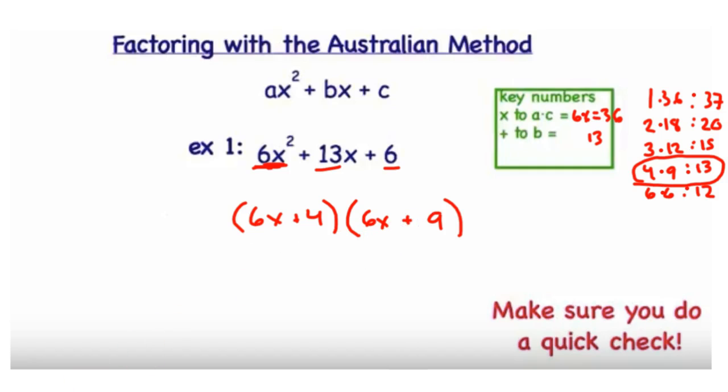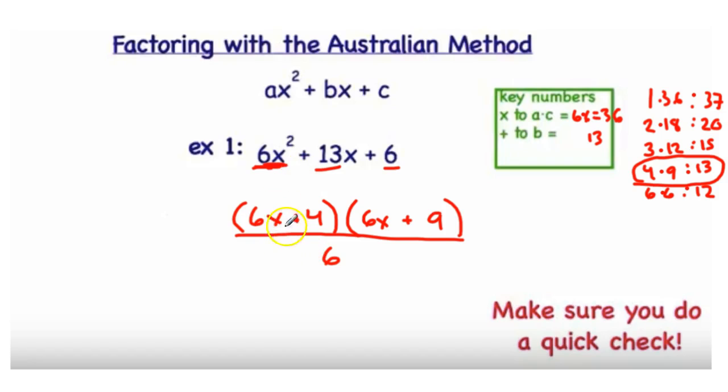All right. Now, I do a little check. If I do 6x times 6x, that's going to be 36x squared. So I know that's not right. So what I'm going to do is divide this thing by 6. Just remember the first number in front of the x, you start with that and then you divide by that number as well.